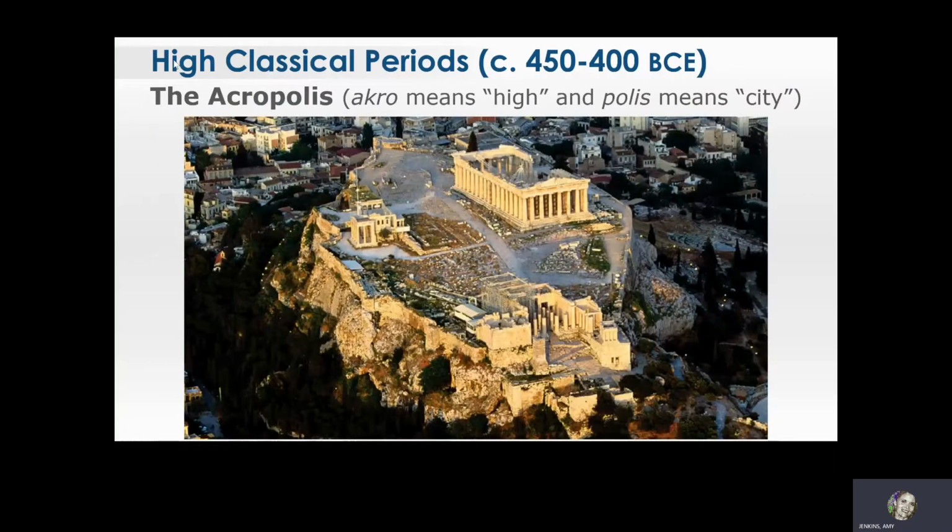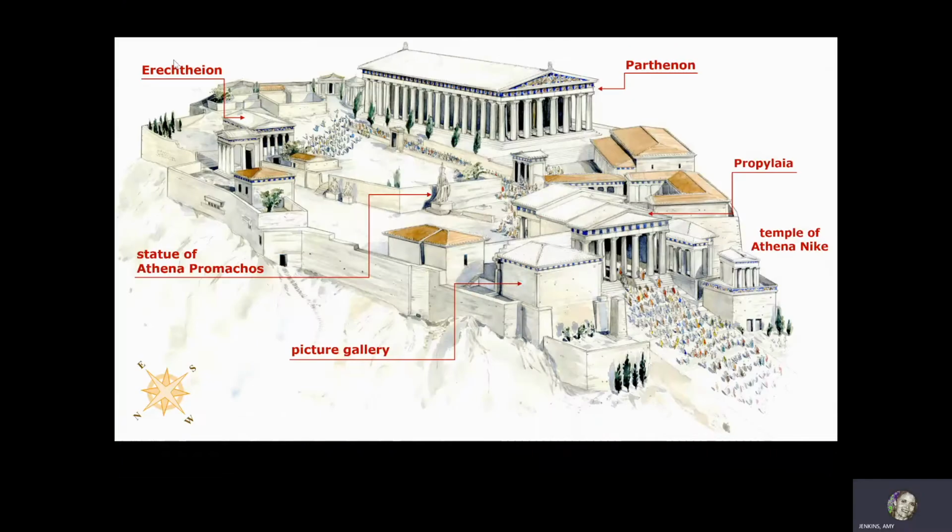High classical period, circa 450 to 400 BCE. This is an image of the Acropolis. Acro means high and polis means city. This is showing the Acropolis. We have the Erechtheion, the Parthenon, Propylaea, the Temple of Athena Nike. There's a picture gallery and the statue of Athena Promachos.